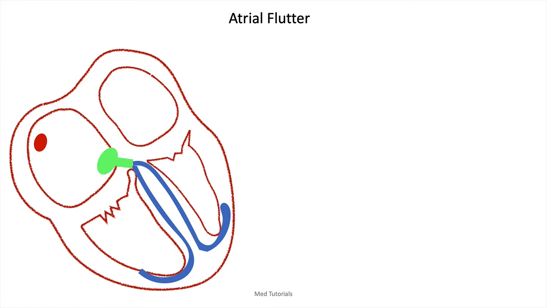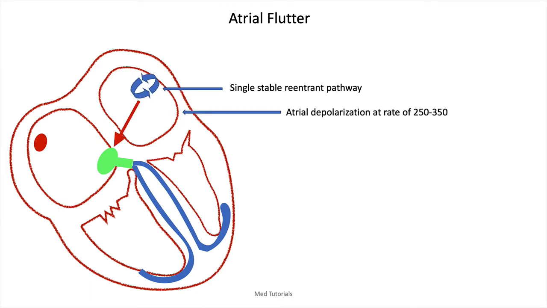Now we're going to look at a term called atrial flutter. What happens in atrial flutter? Here we have a single stable re-entrant pathway taking place at any place in the atria. So it's again like a re-entrant mechanism. As I stated earlier, these re-entrant mechanisms cause the generation of impulses at a very fast rate. And so, because of this re-entrant pathway, the atria depolarizes at a rate of 250 to 350, and these impulses are then conducted through the AV node and to the ventricles.